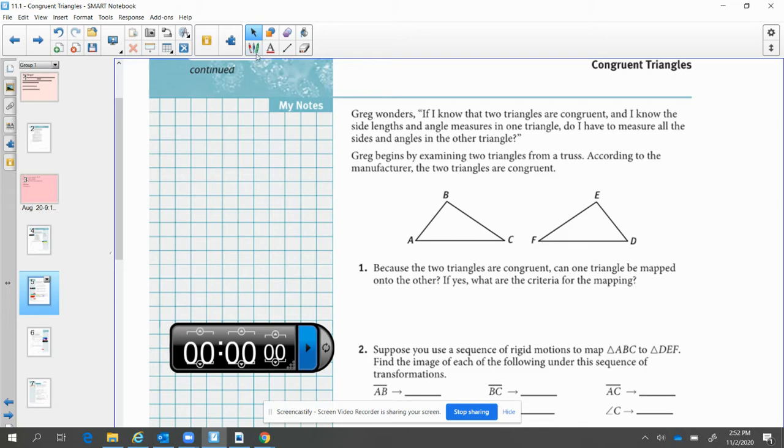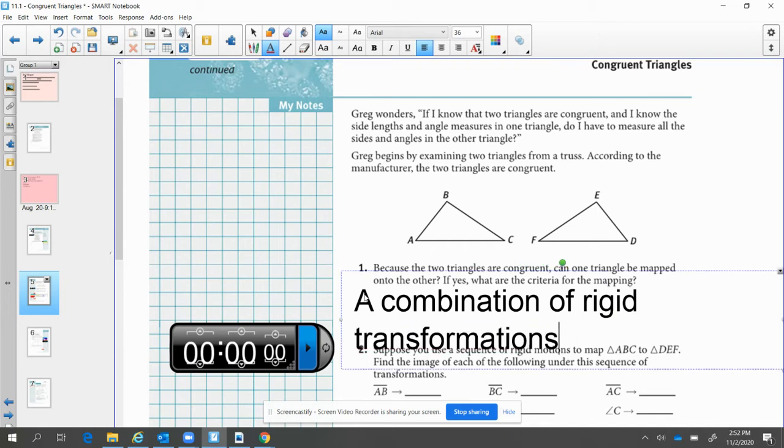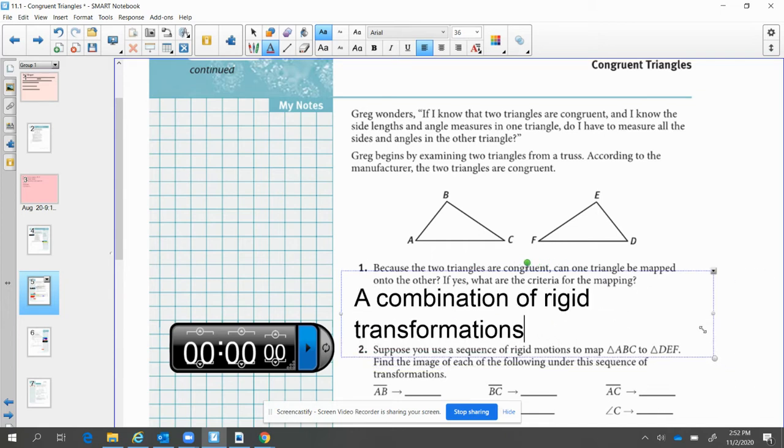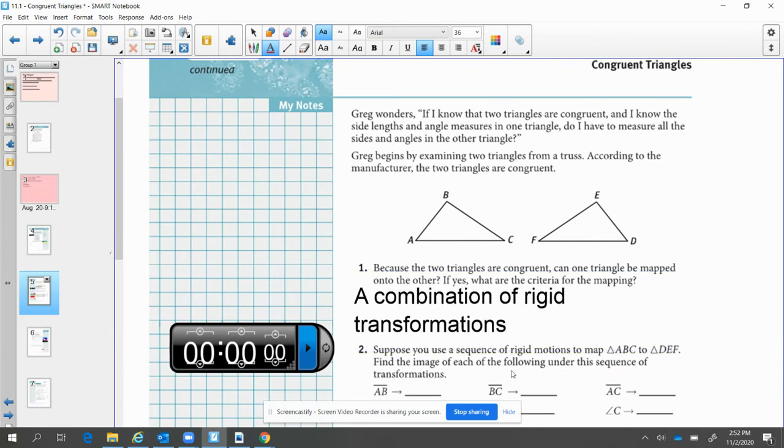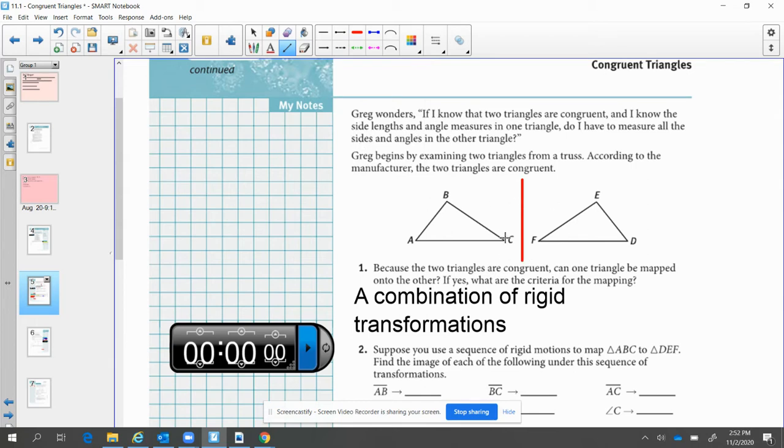And basically, if we are going to be able to map triangles onto one another, there needs to be a combination of rigid transformations possible. Either a reflection, a rotation, or a translation, or a combination of a few of those in order to map one triangle onto the other. For instance, we could map here triangle ABC onto triangle DEF if we had a reflection over a line, right? So that was a rigid transformation possible.